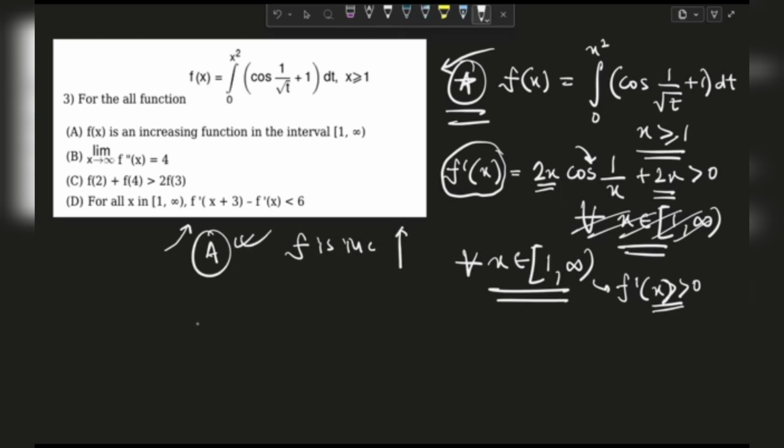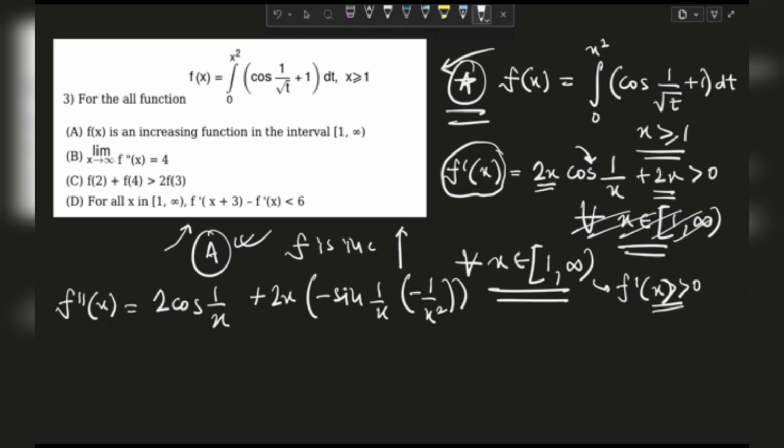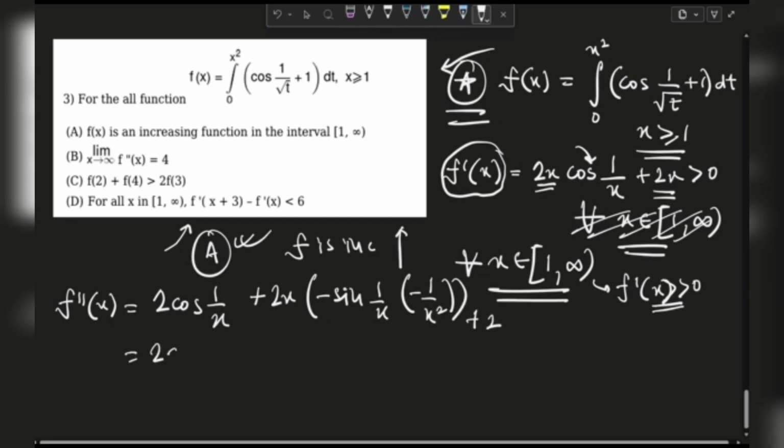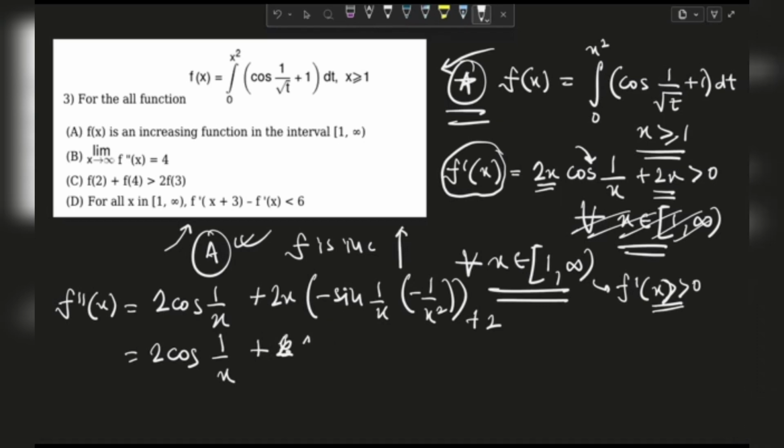And now let's proceed on to find out f double dash x, because we have to evaluate a limit also. So f double dash x, this becomes I guess 2 cosine 1 by x first when we differentiate x and keep cos 1 by x as constant, and after that 2x, and this will come out to be minus sine 1 by x first and then minus 1 by x square also, and a plus 2 at the end for 2x. So this basically comes out to be 2 cosine 1 by x plus minus minus plus, so 2x and I guess x by x square, so 2 divided by x, and this thing is your sine 1 by x plus 2.